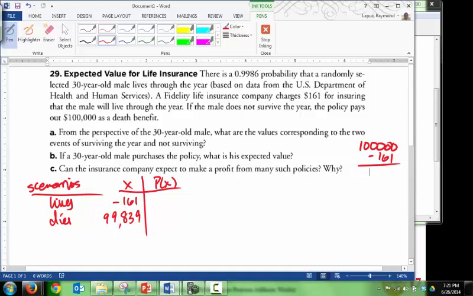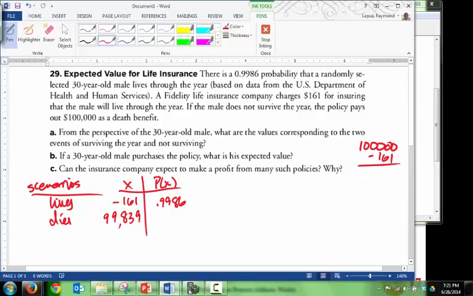So there is a 0.9986 probability that a randomly selected 30-year-old male lives through the year. This looks like it's a good probability to put somewhere. Which way is it going to go? The first slot or the second slot? First slot, because this is the probability that he's going to live. So 0.9986.